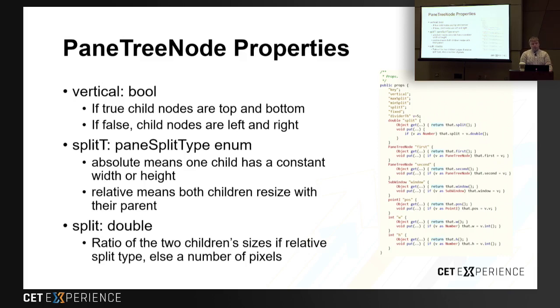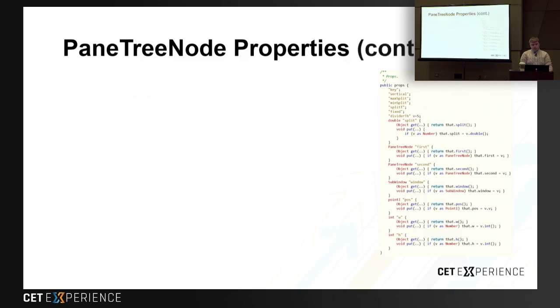The split itself is that ratio I was talking about. It behaves a little bit differently depending on your split type. So if you have an absolute split type, it's going to want a number of pixels. And if it has a relative split type, then it's going to want just a ratio, somewhere between 0 and 1. A few more here, and then I'm going to actually get into showing you one of these and showing you the code for it.